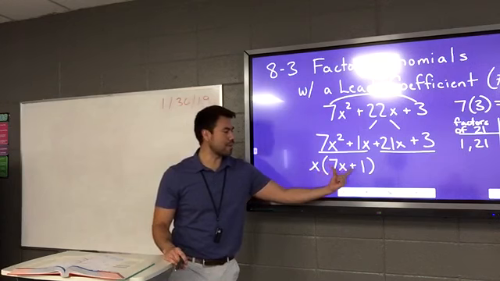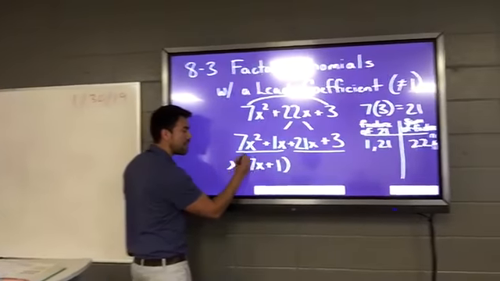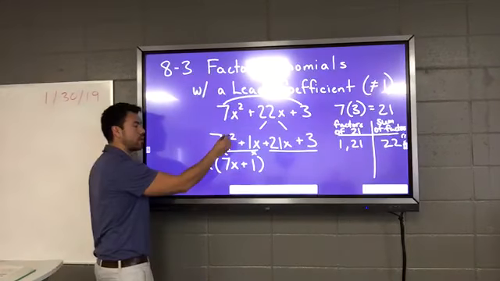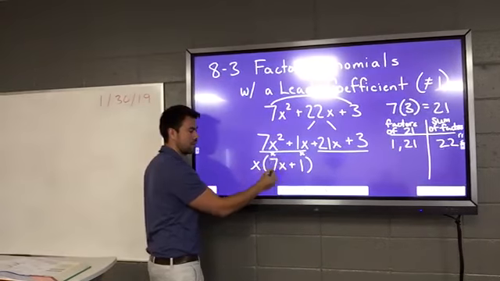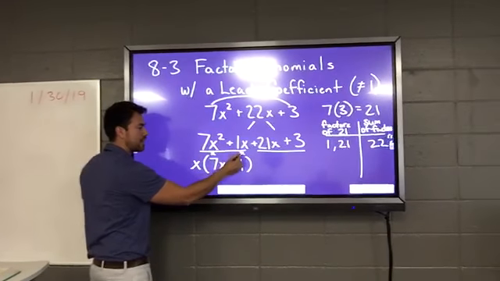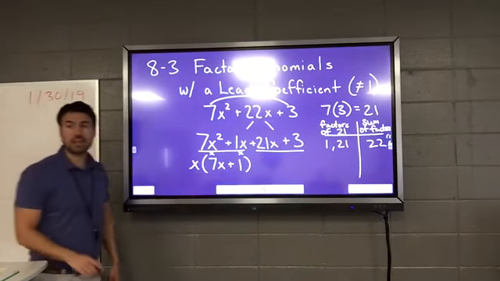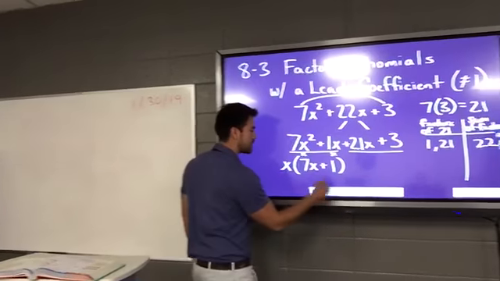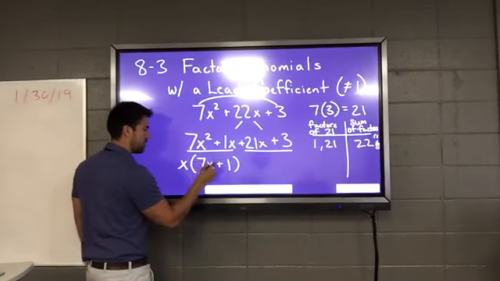How did I get these numbers right here? I took the GCF and I divided this one and this one by x. What's 7x squared divided by x? 7x. What's 1x divided by x? That's how I got it. So it's not like we're just making things up and I just put numbers down. No, that's how I got it. I'm going to erase this because it might look confusing.